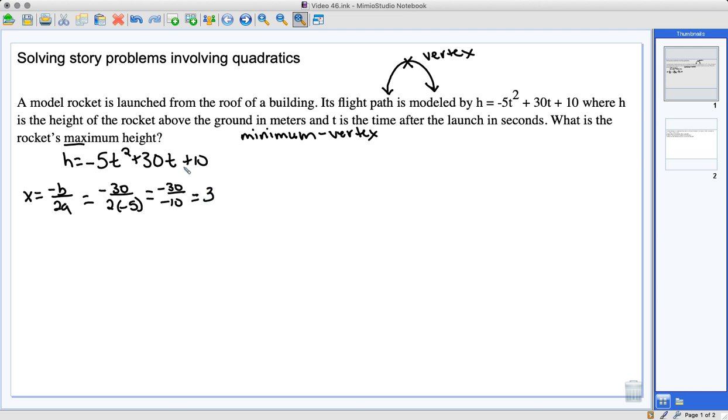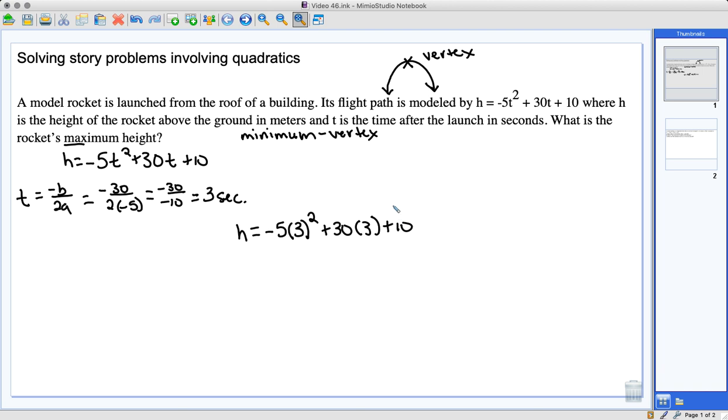So we get -30 over -10, which is 3. So that's a t. Actually, I shouldn't say x over here. That should stand for t. So after 3 seconds, I get my maximum height. Now that is not in meters, so we have to take that 3 and plug it back into our equation. So we're going to have h equals -5 times 3 squared plus 30 times 3 plus 10.